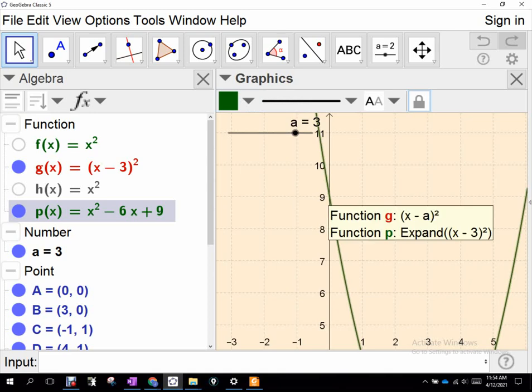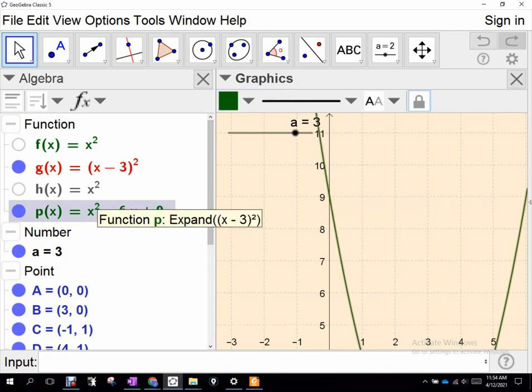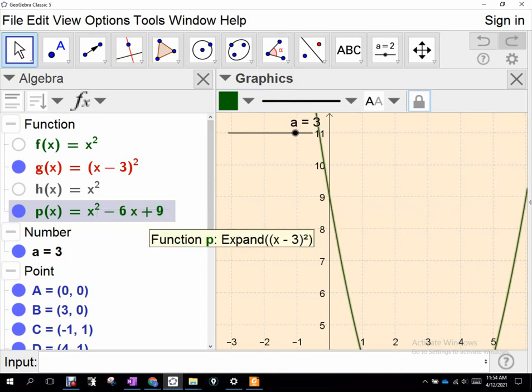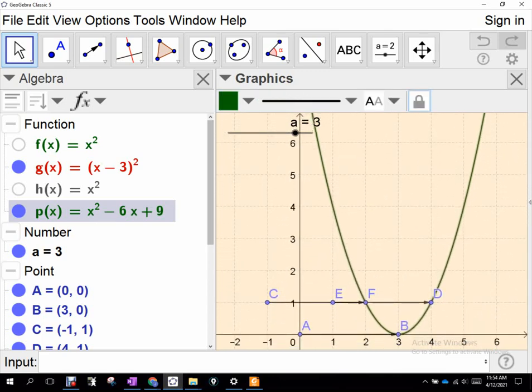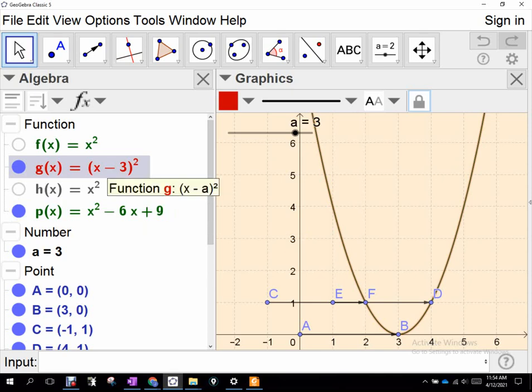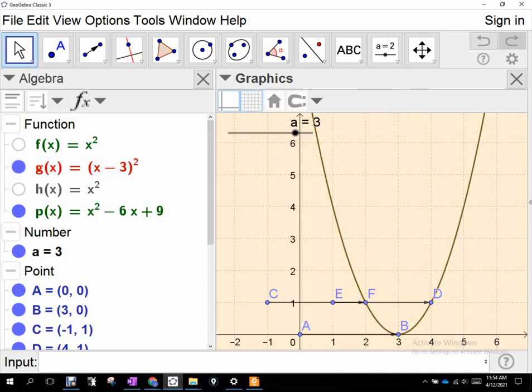Because that's when x is 0, right? If x is 0, that goes away, you're left with only 9, okay? I don't really get anything else from this. But from this format, I get a lot. I know the x-intercepts, I know the vertex, I know a lot of stuff from this red version, okay? Because I know a lot about this one.